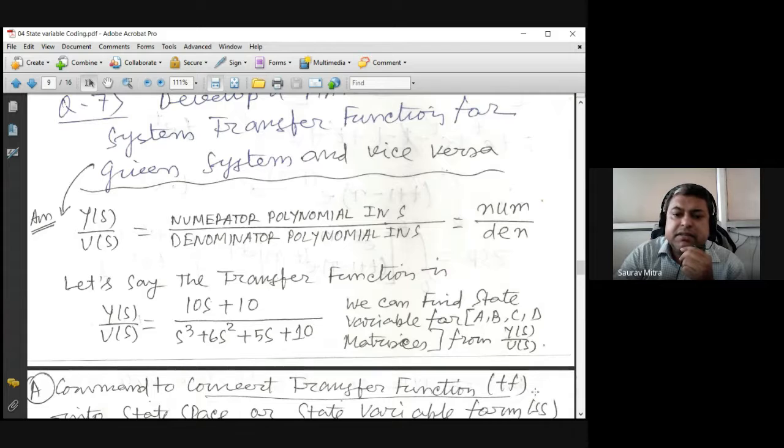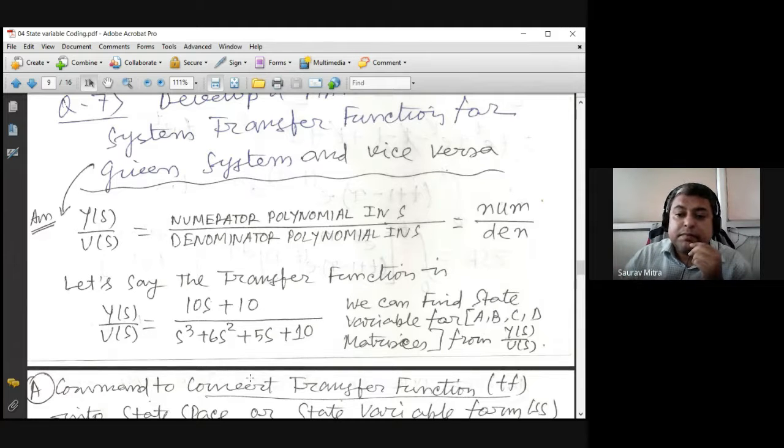We can find the state variables, the A, B, C, D matrices, from the given Y(s) by U(s). So this is a transfer function given, and from the transfer function you are going back to the ABCD matrices. That is actually the reverse process. What did we do there? From the transfer function we tried to find out the companion form. Now here the characteristic equation is s cube plus 6s square plus 5s plus 10. That means there will be three integrators in the central line, and at the top there are three amplifiers, and at the bottom also there are three amplifiers. All those things we have seen. The top part is the input part, the bottom part is the feedback path.